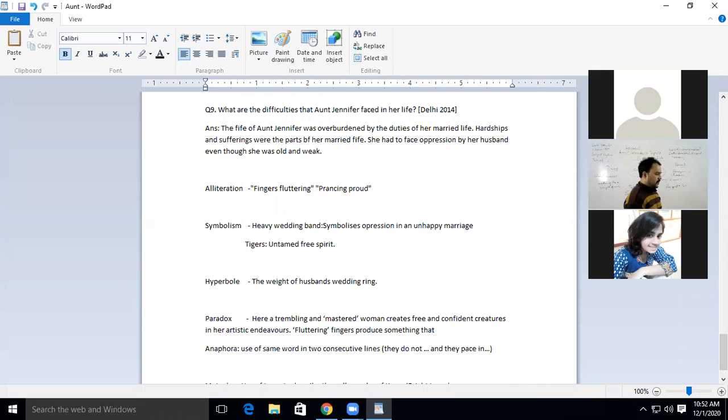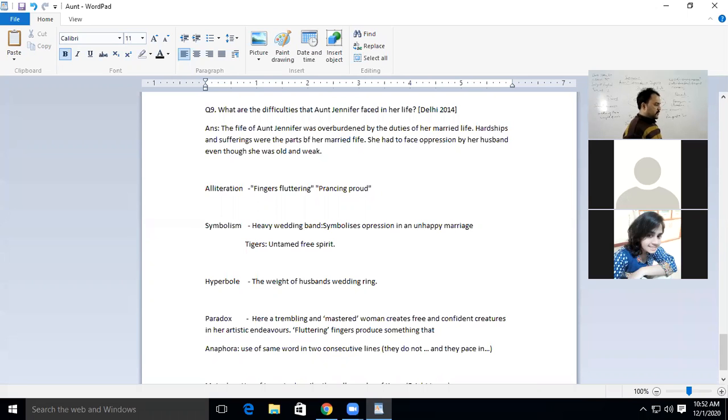Symbolism: heavy wedding band. It symbolizes oppression in an unhappy marriage. Tigers, untamed, free spirit. The aunt and the uncle are also symbolism. Other than that, what we had discussed, here only one example is given, but there are many, okay. When you read line by line, you will get them. Hyperbole: the weight of the husband's wedding ring or wedding band.